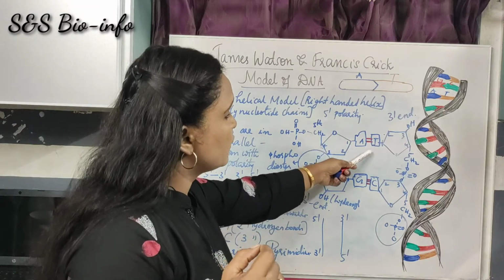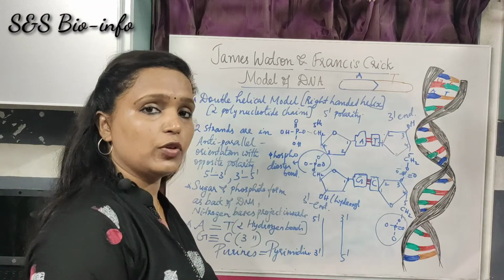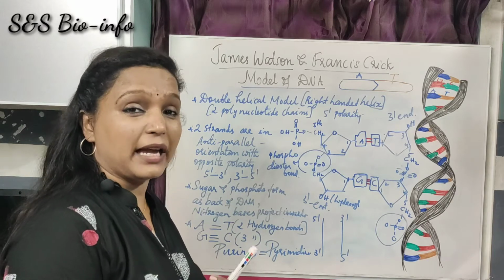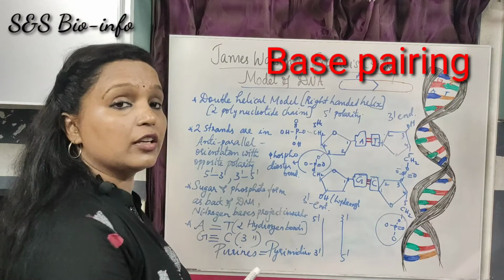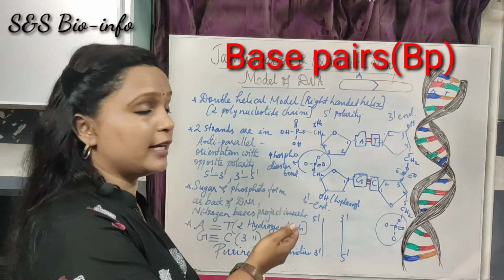As adenine pairs with the thymine, guanine pairs with the cytosine, this is called base pairing. Base pairs. This phenomenon is called base pairing. These are called base pairs. Adenine thymine is one base pair.